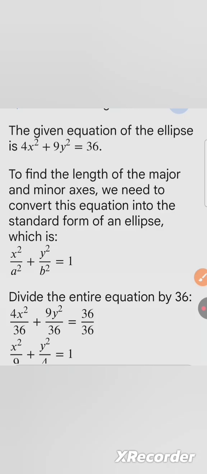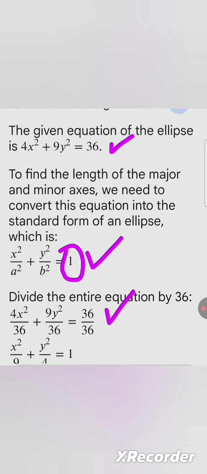So it is given in this form, which is not the standard form. We have to bring it into the standard form. For that, always make the right hand side 1. So for that we have to divide both sides by 36. So we get the equation as 4x square plus 9y square by 36, by 36.